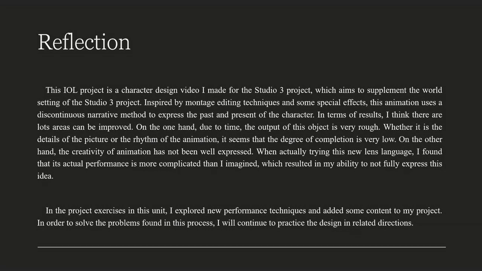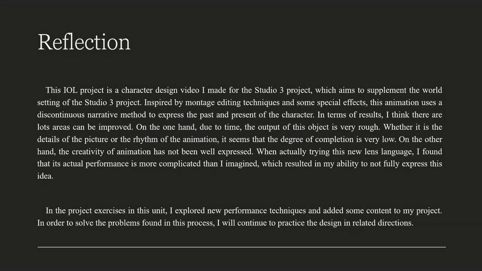In terms of results, I think there are many areas that can be improved. On the one hand, due to time, the output of this project is very rough, whether it is the detail of the picture or the rhythm of the animation. It seems that the degree of completion is very low.